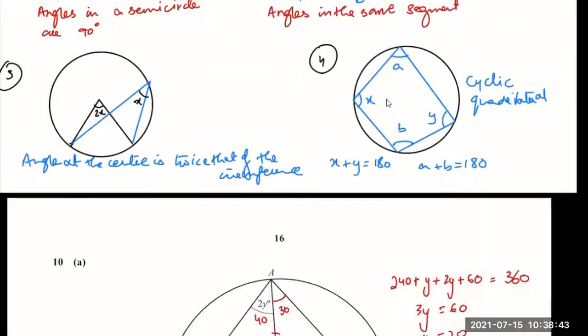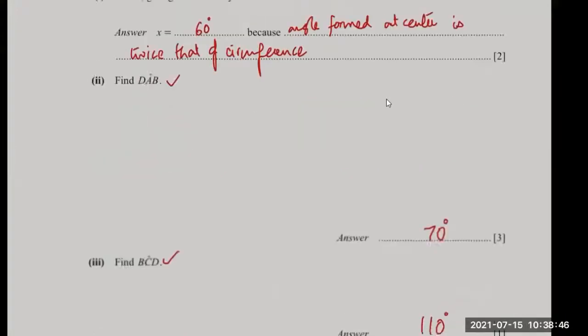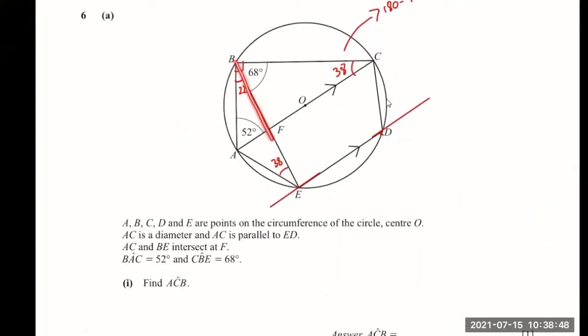I have not applied the cyclic quadrilateral so far. Let's talk about the cyclic quadrilateral. Do you see B, E, C, D? I do. So I'm going to say that this is 68. Therefore, this must be 180 minus 68. That is going to give me 112. If this is 112, then the angle next to it must also be 68, 180 minus 68. And if that is 68, then this must also be 68.